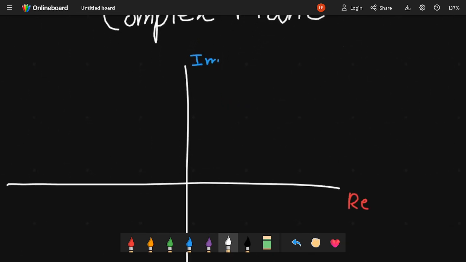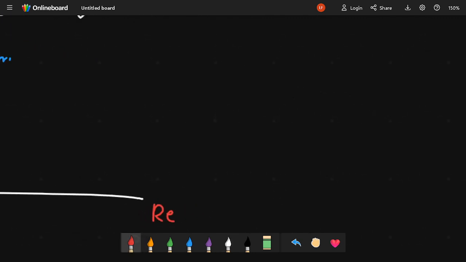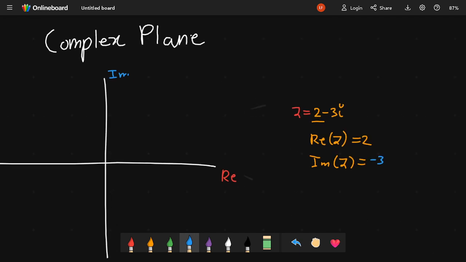Now, in this complex plane, we graph points. We can graph different complex numbers. Like if I gave you z equals 2 minus 3i. This is your real coordinate. I told you this was the real part of z equals 2. And the imaginary part is equal to negative 3. So let's graph that here.